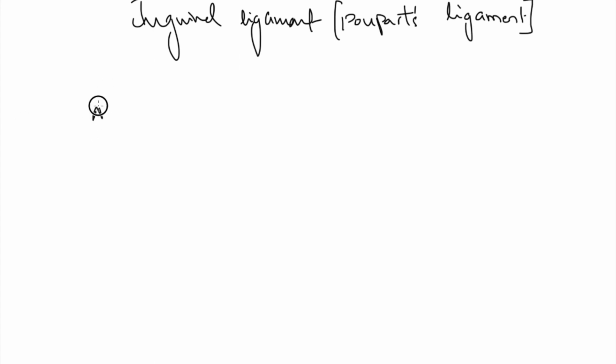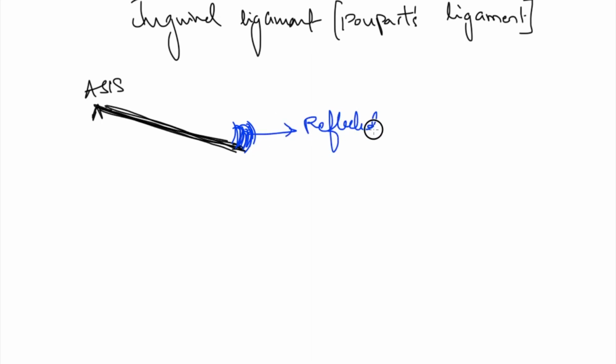So here is our ASIS, here is our pubic tubercle. So you know that this is present between these two structures. Now this aponeurosis has reflections. Some amount of it, the aponeurosis of the external oblique, is going to extend a little upwards. This is known as the reflected part of the inguinal ligament. I say IL, I mean inguinal ligament.